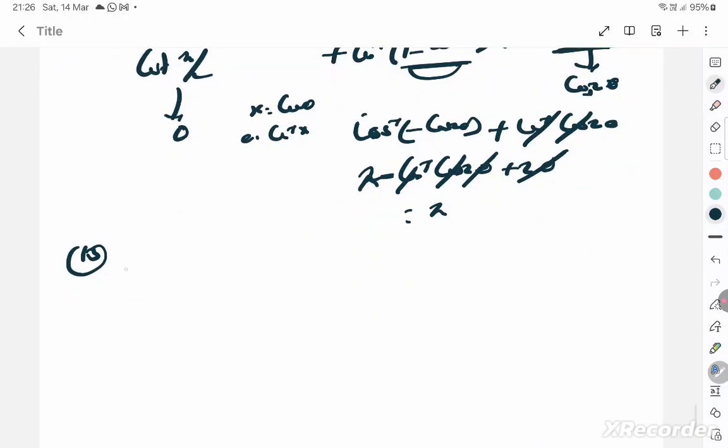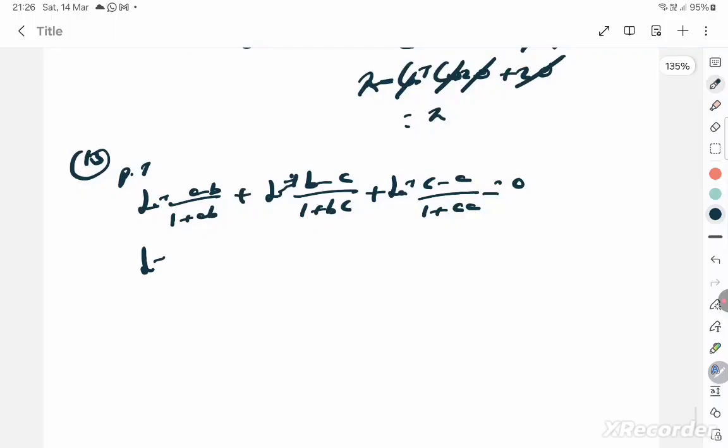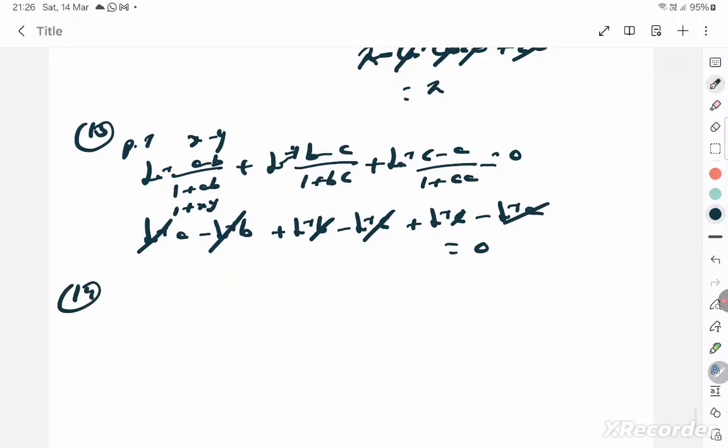Sum number 13 is prove that tan inverse of a minus b by 1 plus ab plus tan inverse of b minus c by 1 plus bc plus tan inverse of c minus a by 1 plus ca is equal to 0. So look at this. This is tan inverse of a minus tan inverse of b. This is tan inverse of b minus tan inverse of c. This is tan inverse of c minus tan inverse of a. Tan inverse of a, tan inverse of b, everything get cancelled. Answer is 0. Considering that it's x minus y by 1 plus xy, it's tan inverse of x minus tan inverse of y. The sum became very, very simple.